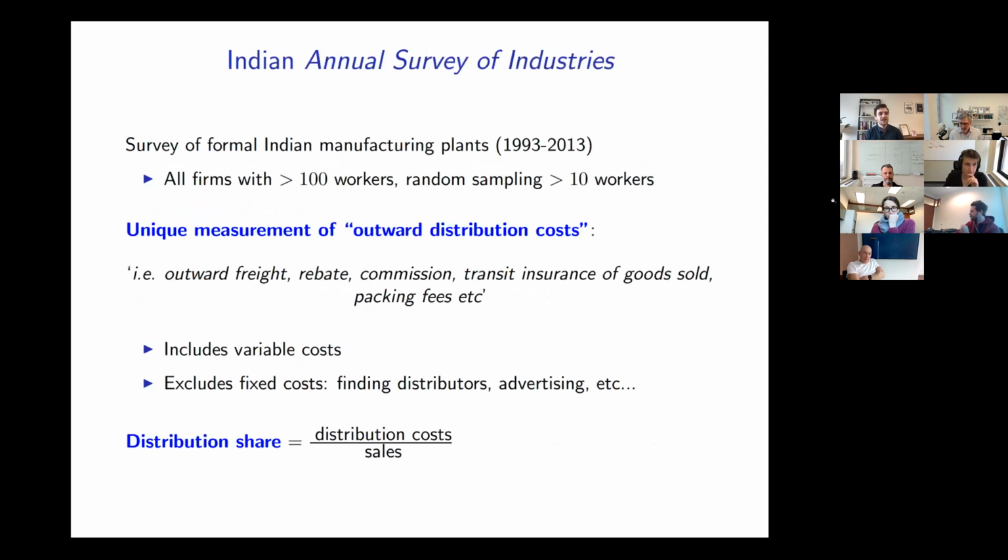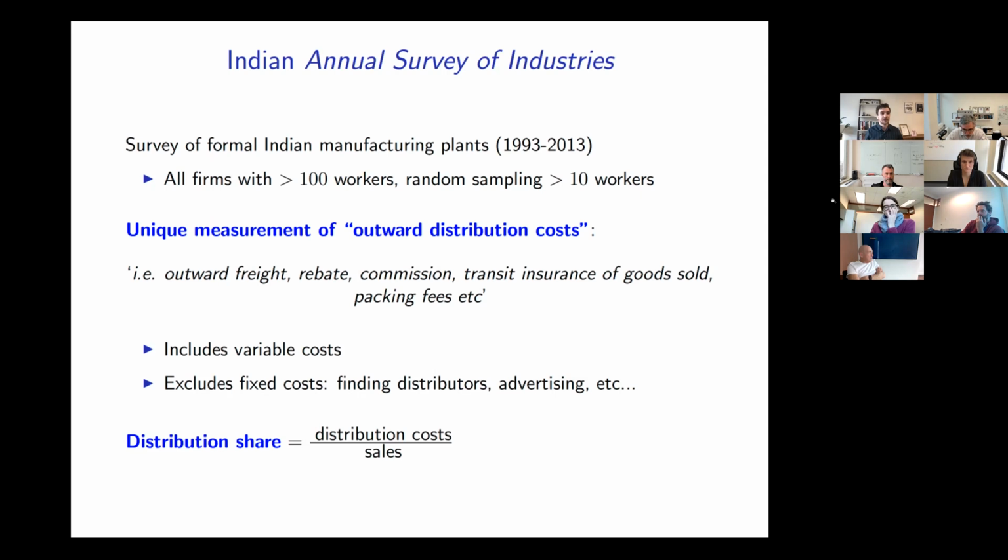So we're going to be working with the commonly used Indian Annual Survey of Industries. This is a survey of formal Indian manufacturing plants, and we're going to be looking at data from 1993 to 2013. This is a representative sample of all formal plants with at least 10 workers, with random sampling.